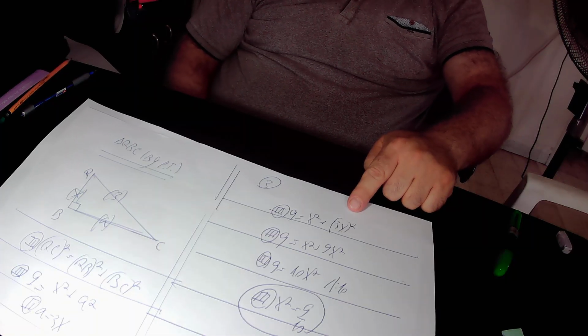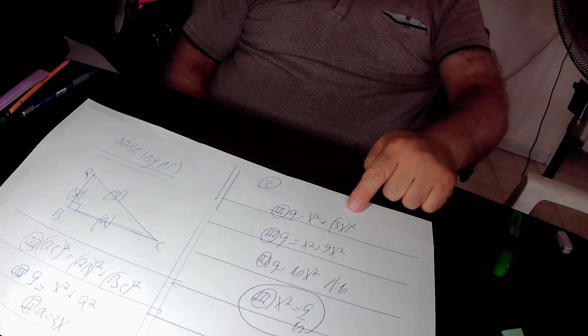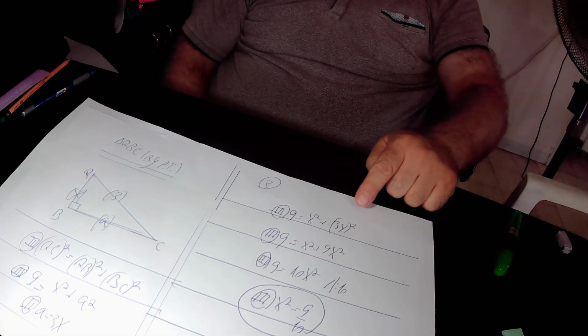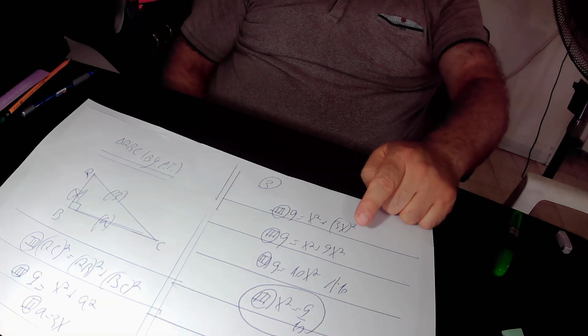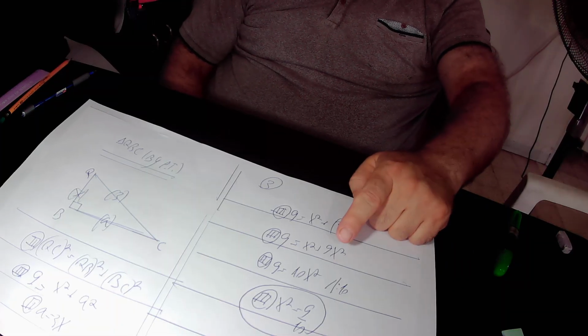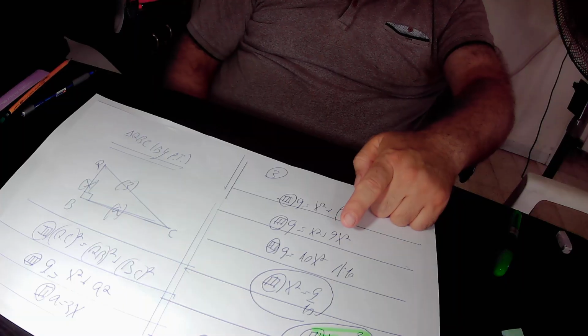So in total, we found out that 9 equals x squared plus 3x squared. 3x squared is 9x squared. So in total, we found out that 9 equals x squared plus 9x squared. X squared plus 9x squared is 10x squared, so in total we found out that according to this equation 3, 9 equals 10x squared.